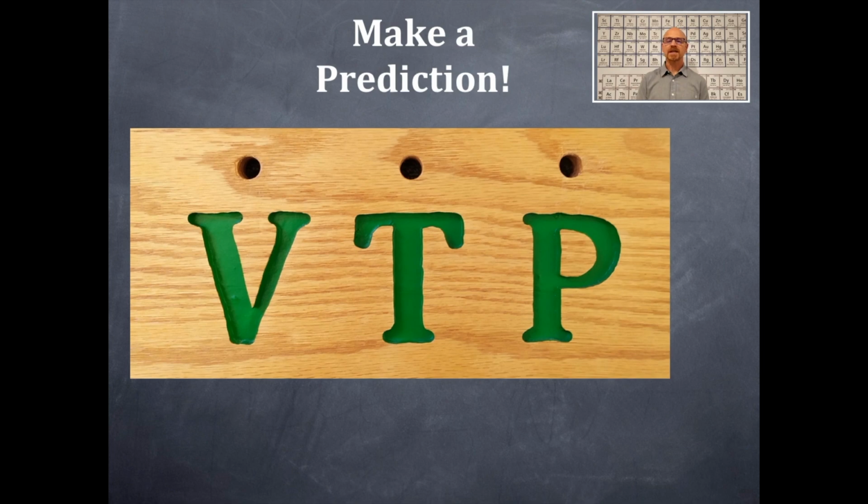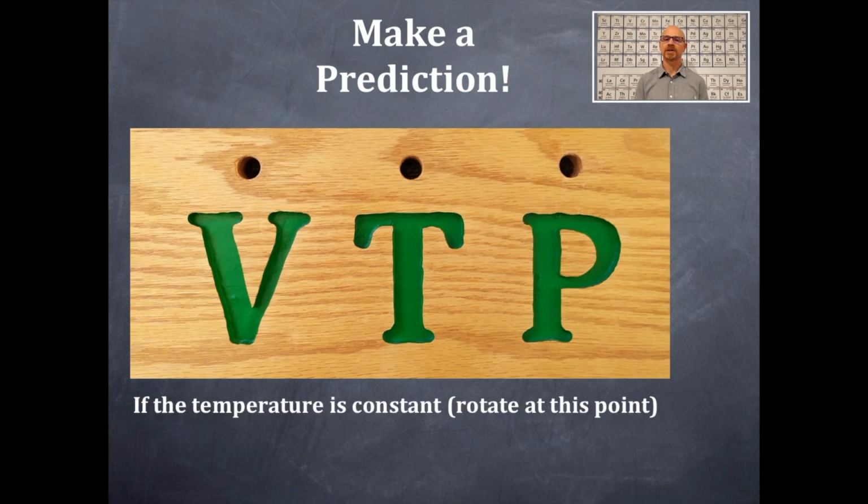So one of the things that we want you to do as chemists when you're doing math problems is we want you to make a prediction, okay? And in this example, temperature is being held constant. So you can see here on this little piece of wood, I have volume, temperature, and pressure. And so we are going to be rotating at the place where it is being held constant. And in this case, it is temperature dealing with Boyle's Law.